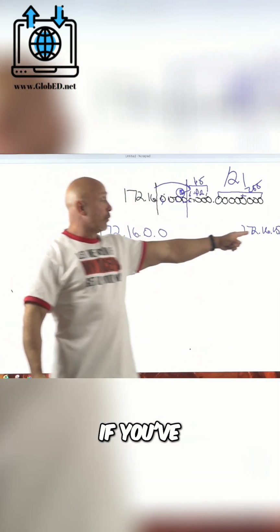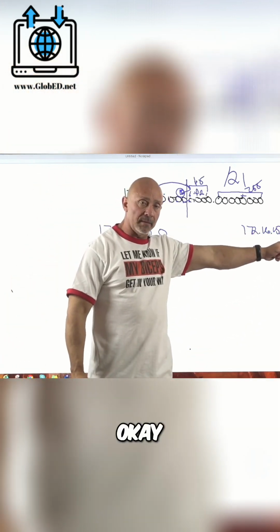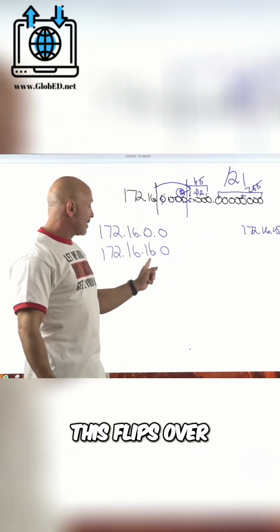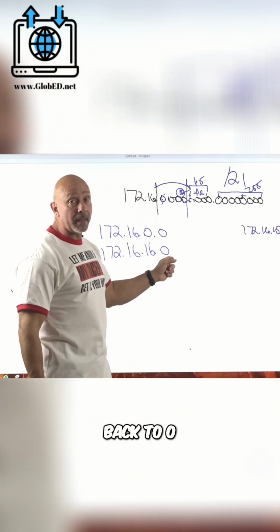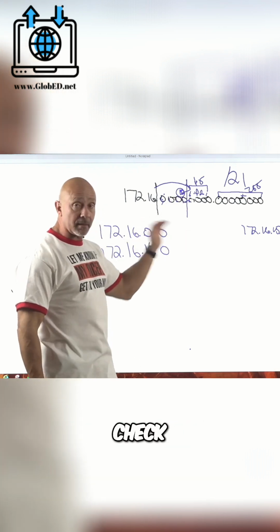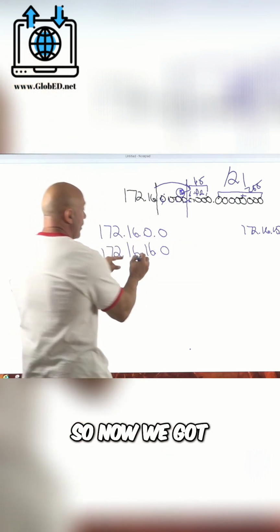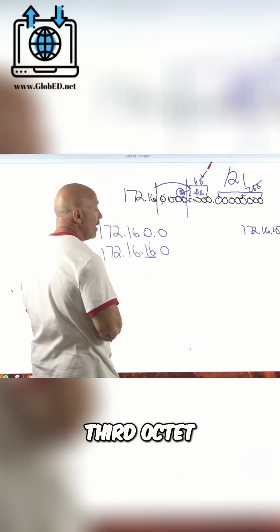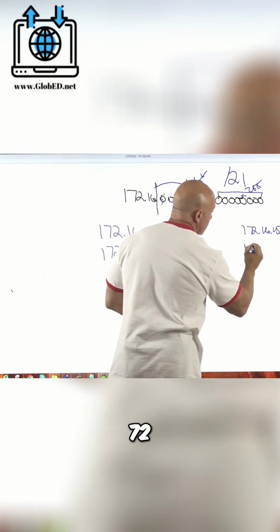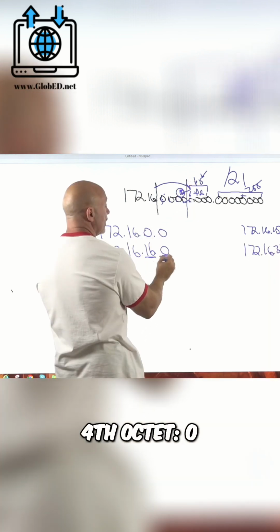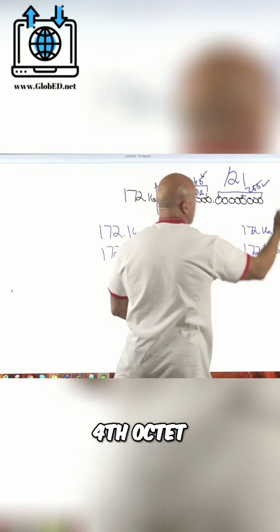Which then, if you've reached the maximum, okay, 15.255 over here, well, this flips over 16, and then this resets back to 0. Just like if we were incrementing by 16. You see? It's like a check and balance type thing. So now we got 16 plus 15, third octet, that's 31. 172.16.31, fourth octet, 0, fourth octet, 255.